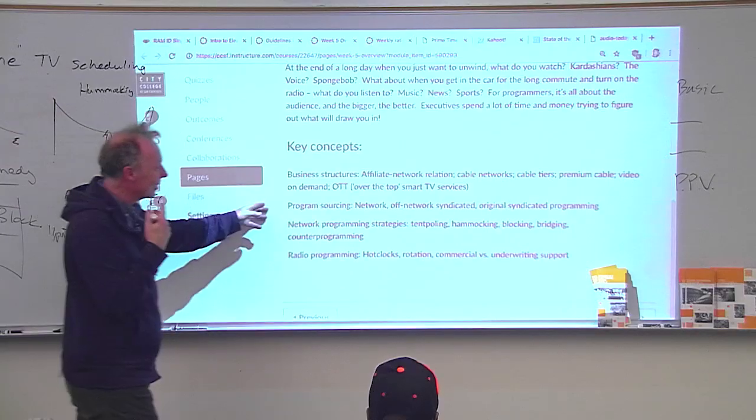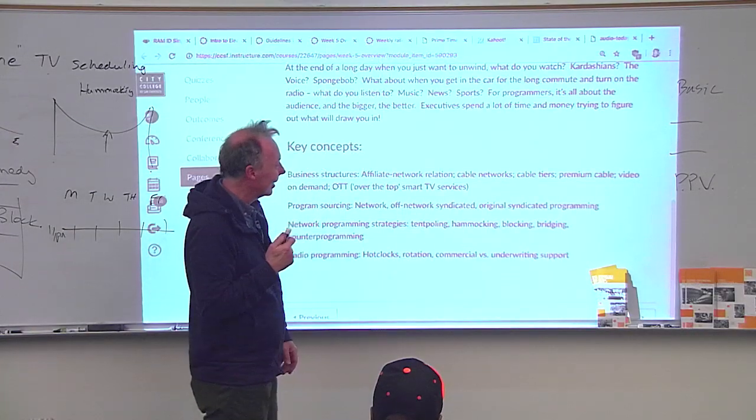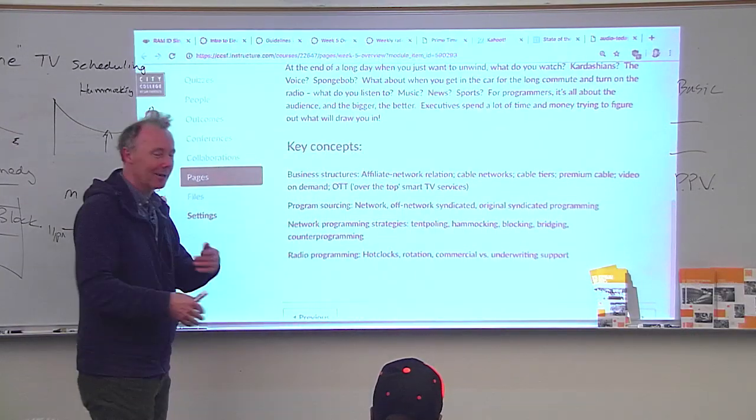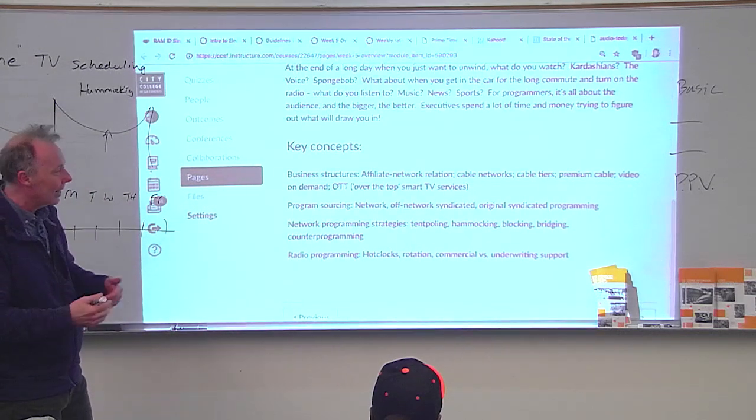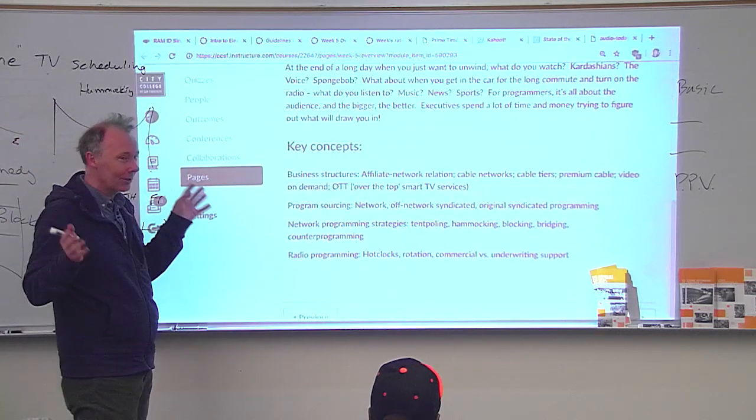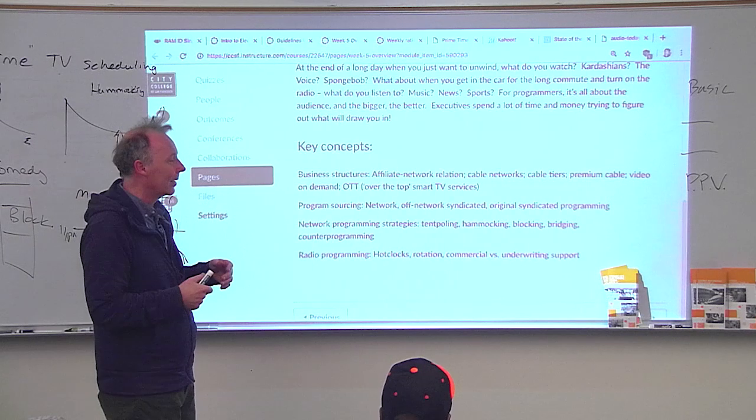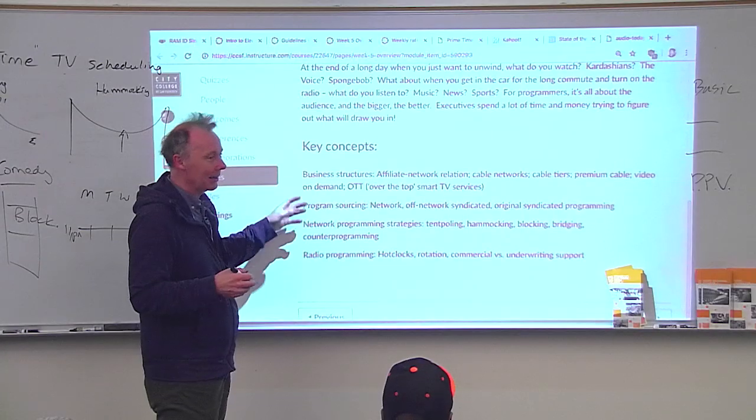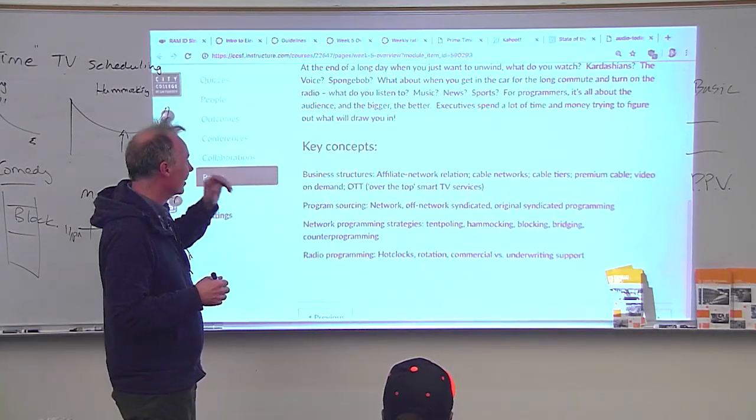I was going to say sometimes they even start the show before the credits start, like do a split screen. Right, the credits start running and they start the next show. Yes, that's definitely an example of bridging. So we talked about sourcing: network, off-network, syndicated, and original syndicated, which would be like Dr. Phil or Oprah in her day, where a private company just makes the shows and sells them directly to local stations without a network involved. So that'd be original syndicated.